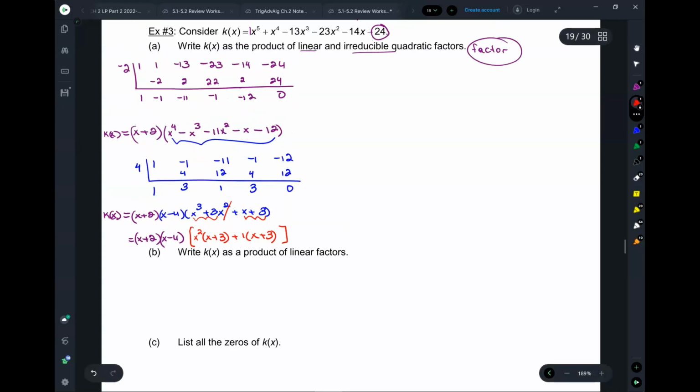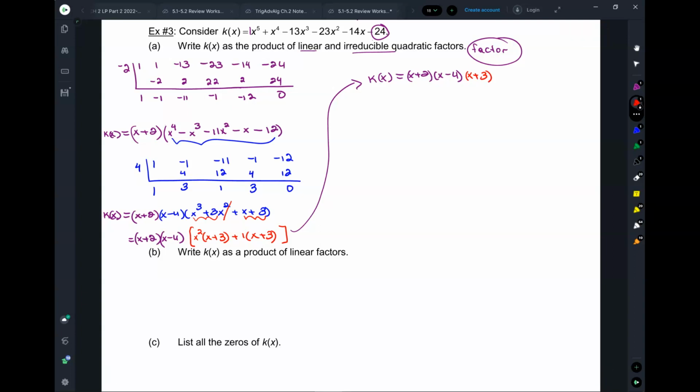Okay? So let's go up here. I'll keep the colors the same. Okay, so you see how in the red you have a term that repeats, the x plus 3? Write that off to the side. And then what do you have remaining? x squared plus 1. Okay, can you factor this further? No. We're done factoring.